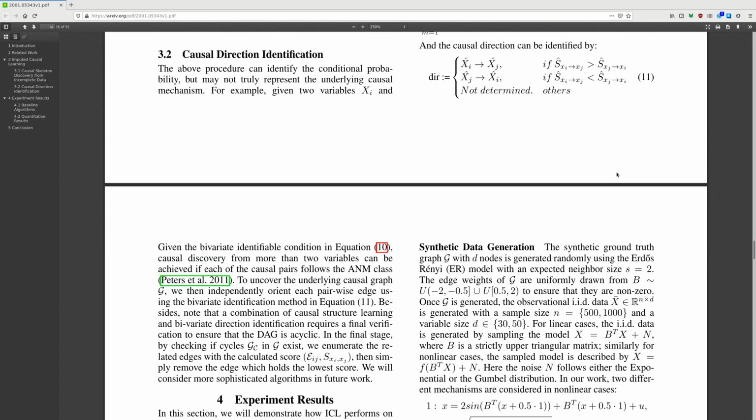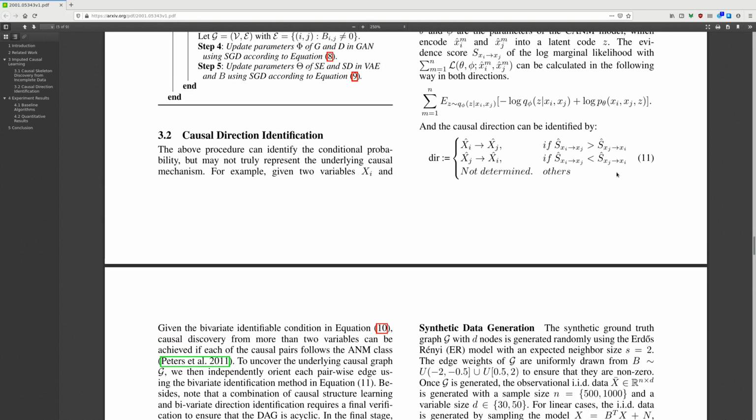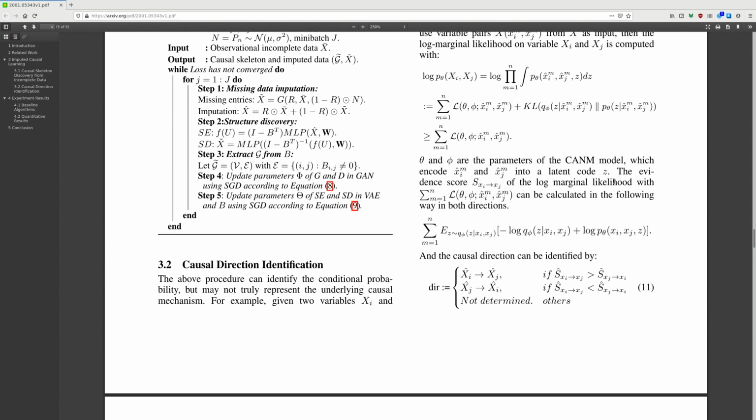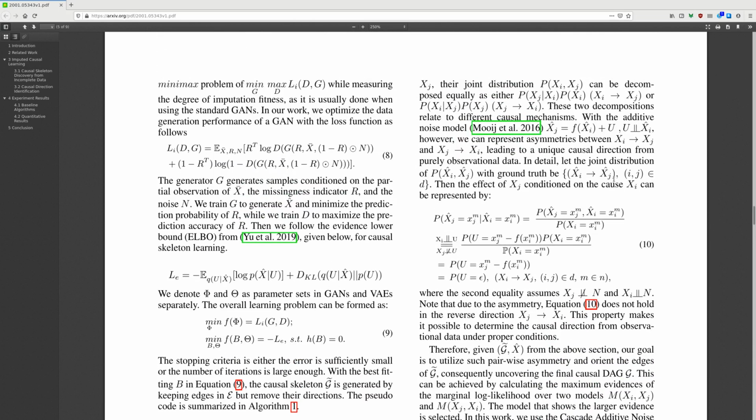The above procedure can identify conditional probability but may not truly represent the underlying causal mechanism. For example, given two variables xi and xj, the joint distribution can be decomposed equally.